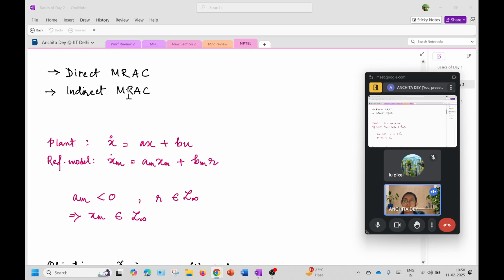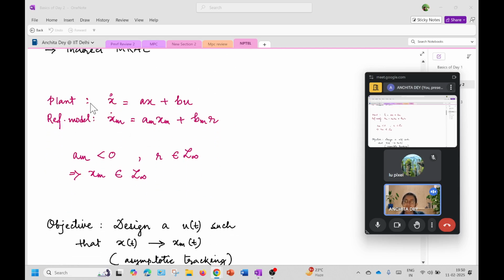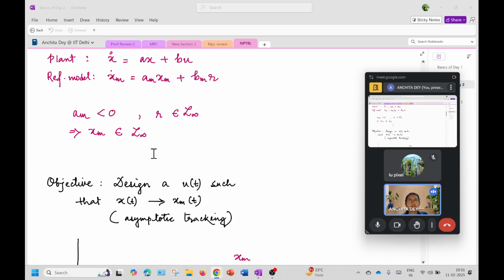In this MRAC lecture last time, we saw that given a plant model and a reference model, we want the AM to be less than 0. Why? Because this means that for a bounded input, you would get a bounded output. Given R belongs to L infinity, that means R being a bounded signal, your state would also be bounded. That means your model state XM would be bounded. So it's a good model to follow, and you would want your X to track XM. So your AM is less than 0 and R belongs to L infinity.